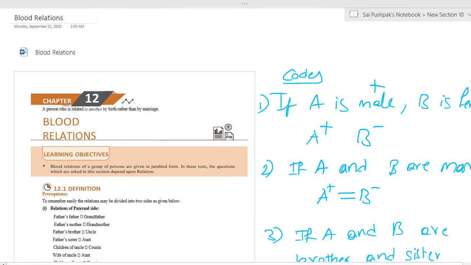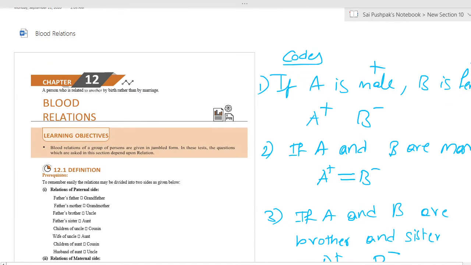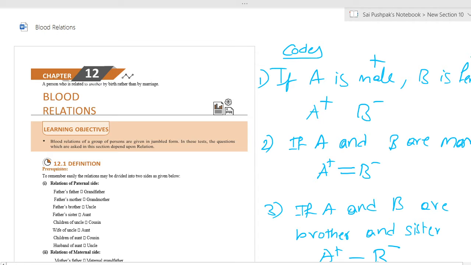Today we will discuss the basics of blood relations. So in order to solve the problems of blood relations, we need to know certain codes. Okay, so we'll have certain codes so that it will be very much easy for us to solve the problems.